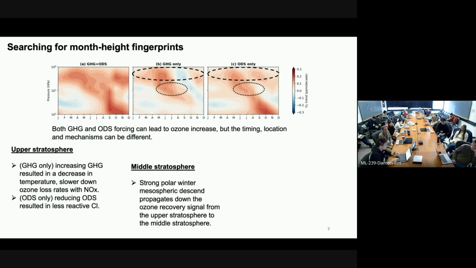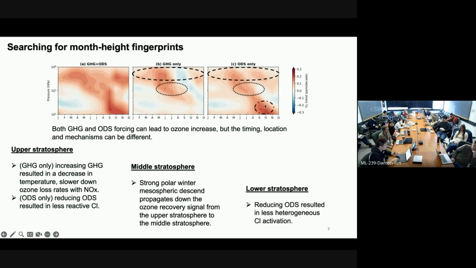And in the middle stratosphere, around 10 millibars during June, July, August, this is the polar winter season. This is the time when we have strong mesospheric descent that will propagate the increasing signal from the upper stratosphere down to the middle stratosphere. And what's unique in the ODS only forcing is that we can also expect to see a significant ozone increase in austral spring during September to November. And that's due to less heterogeneous chlorine activation when we decrease ODS emissions.